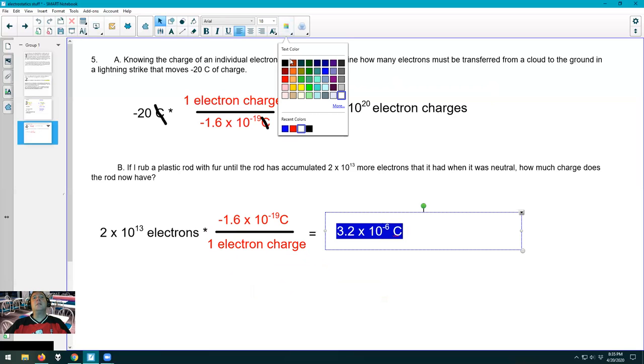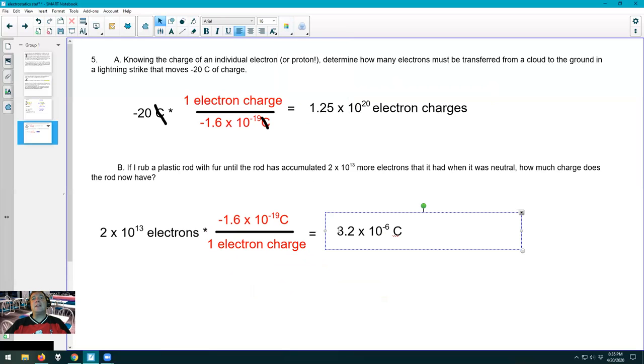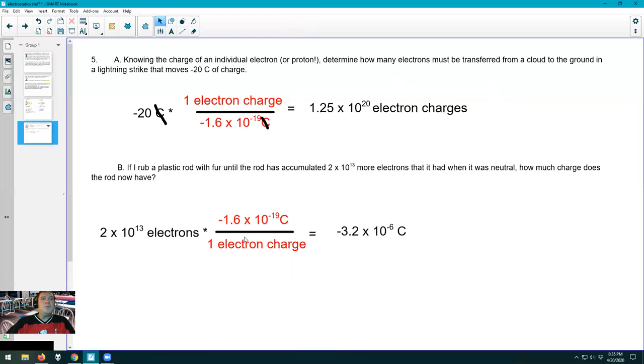And I realize now that I accidentally left out my negative sign. There we go. So it's a negative charge because each electron is negatively charged. So in this case, I'm multiplying how many electrons times negative 1.6 times 10 to the negative 19 divided by 1. And electrons divides out and I'm left with Coulombs.